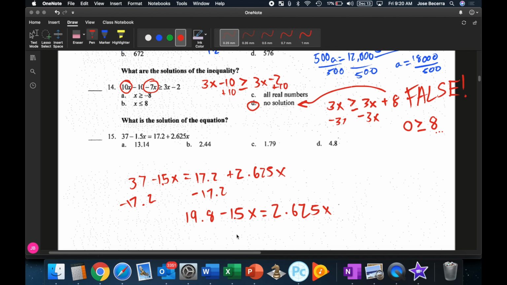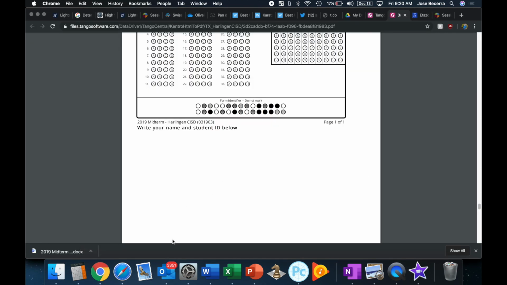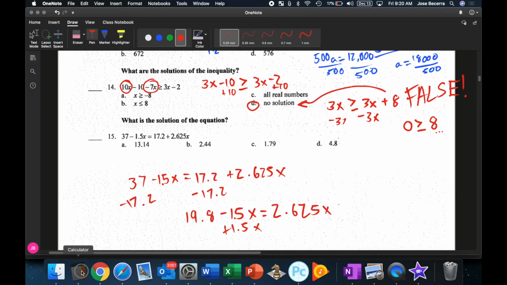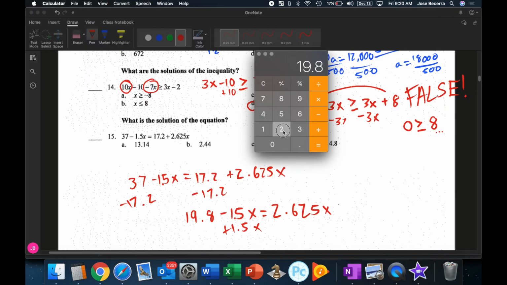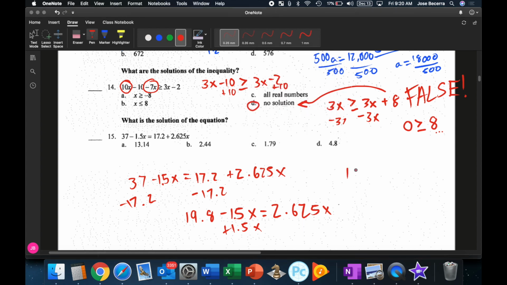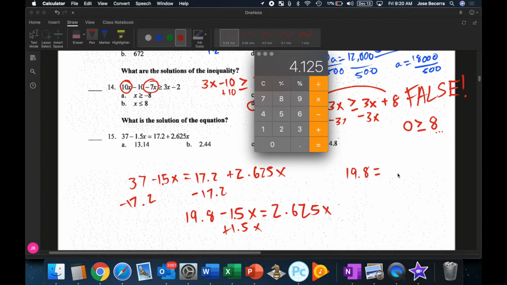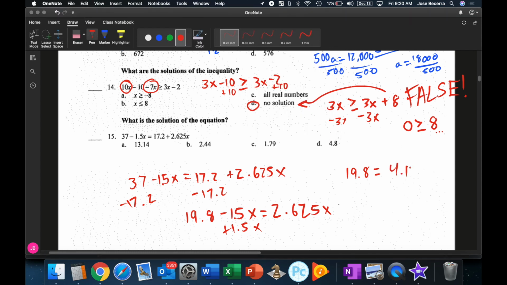Now what do I do? Add 1.5x to both sides, right? So if I add 1.5x to 2.625, I get 19.8 is equal to 4.125x.